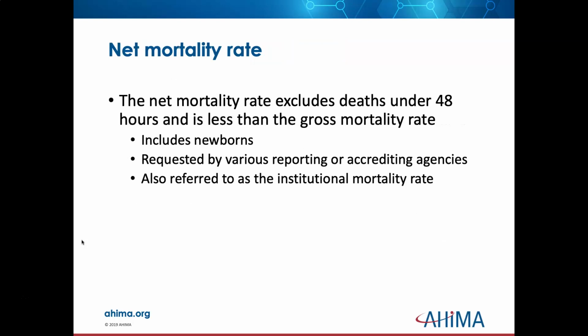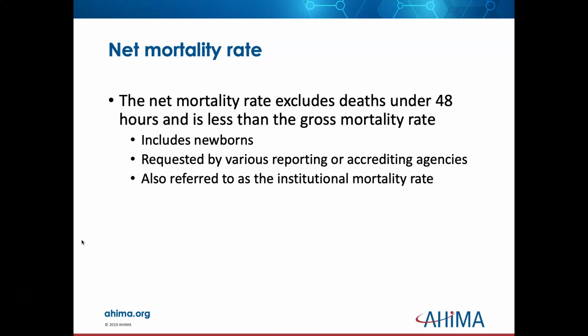Net mortality rate. This is different than gross. Remember, gross is total, everything. Net is only a portion. Net mortality rate excludes deaths under 48 hours. So that's the difference between net mortality rate and gross. Gross includes every single death. Net mortality is only looking at those that are 48 hours or greater.